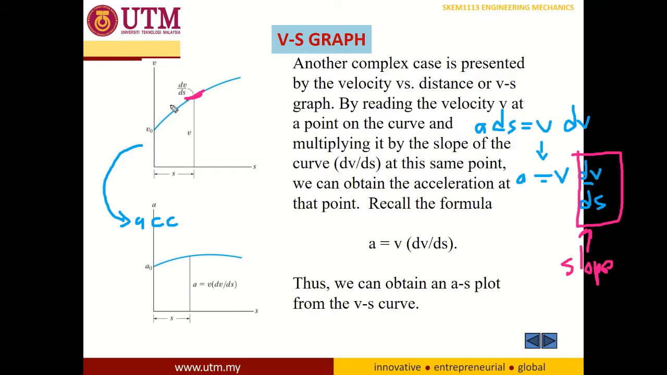Then v is the instantaneous velocity at that point. For example, this is the instantaneous v. The instantaneous v multiplied by the slope dv over ds gives us the acceleration a, which is given by this equation. Then if we do similar steps for several other points, we can get different accelerations from the velocity-position graph or curve.